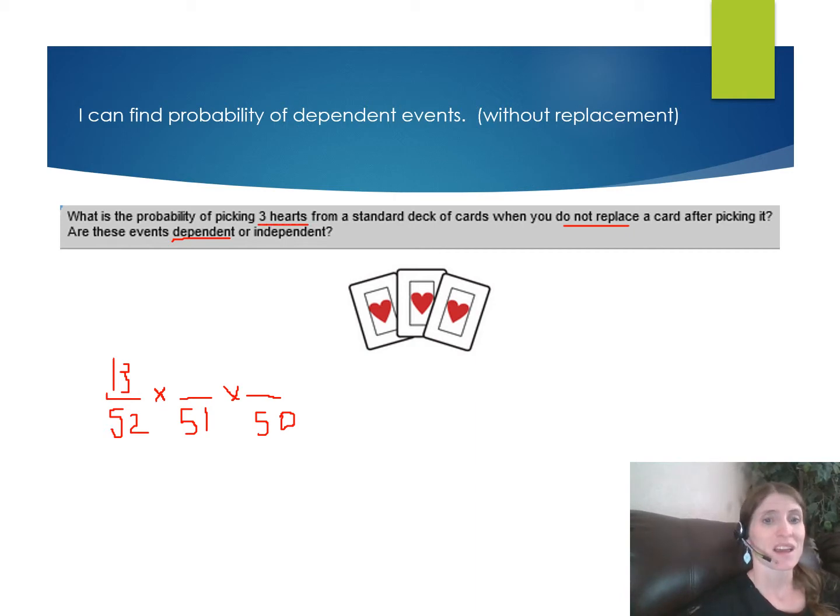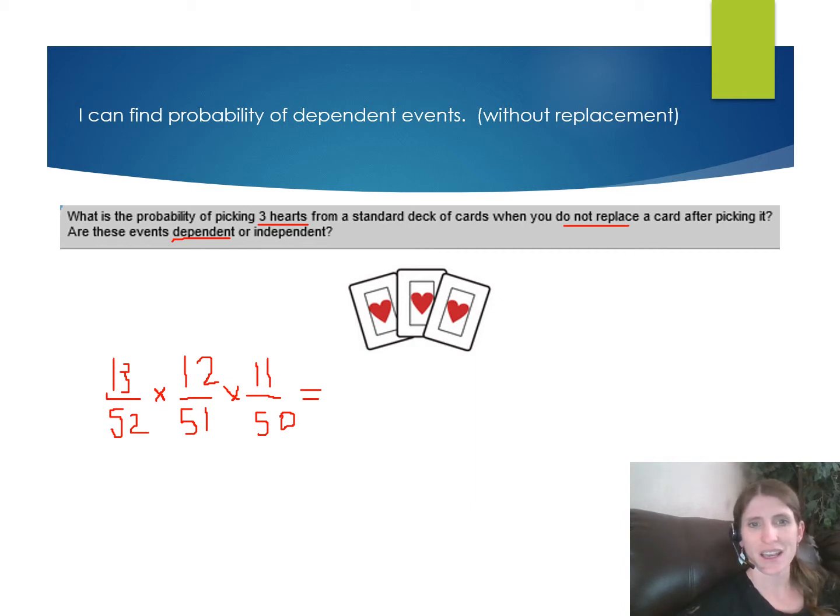So assuming that we got a heart, now we only have 12 because we left that first one out. And then we only have 11. So see how they decrease each time because we're not putting them back in. We're keeping them out. Okay, I'm going to go ahead and do the math, multiply, divide.